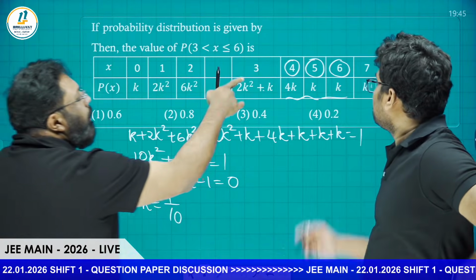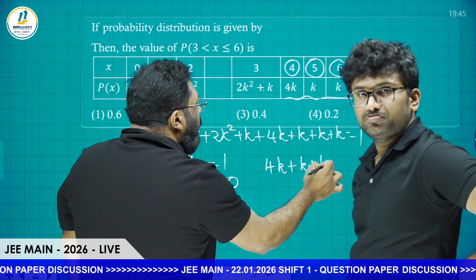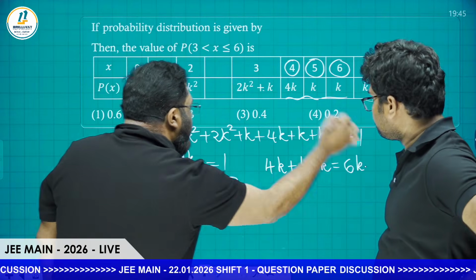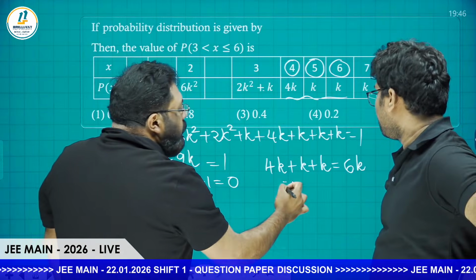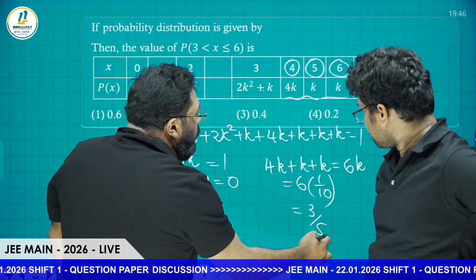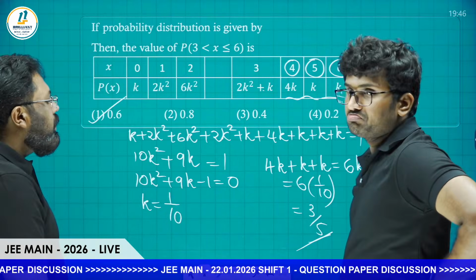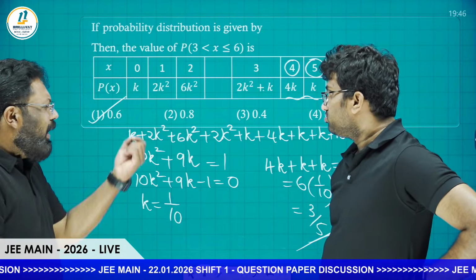Now they want the probability for these 3, that is 6K: 4K plus K plus K, which is equal to 6K. K is 1 by 10, so 6 into 1 by 10 is equal to 0.6. Oh, they're giving decimals? Hmm. Yes, very simple answer. Very, very easy question.